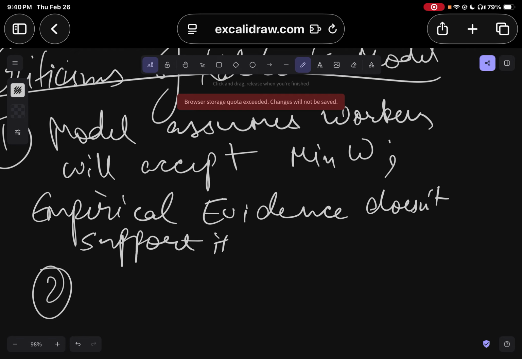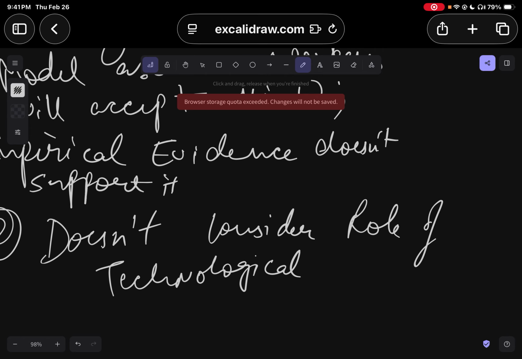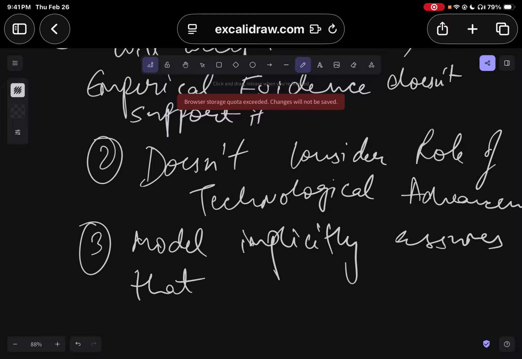Second criticism was the model doesn't consider the role of technological advancement. This was taken into consideration by Kalecki, but it was not taken by Kaldor. So the technological advancement which can increase Y and therefore both P and W was not taken into consideration. Third criticism was the model assumed implicitly that capital and labor are perfect substitutes.